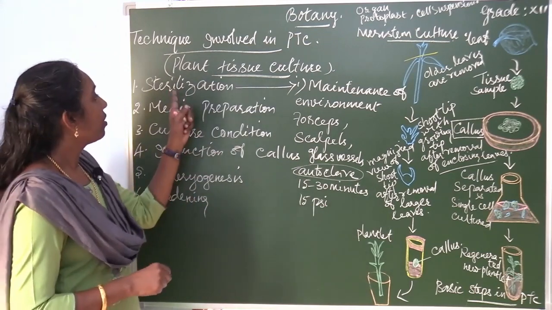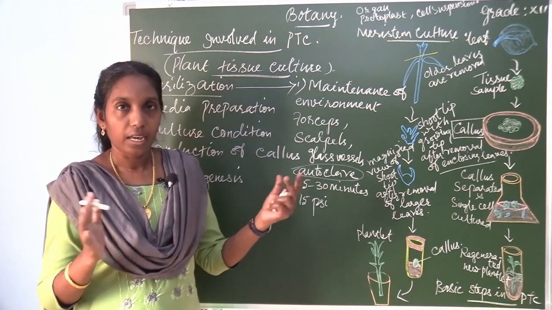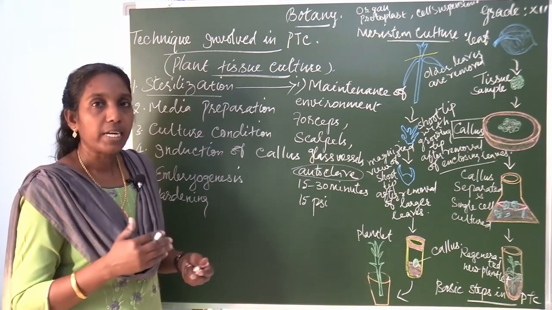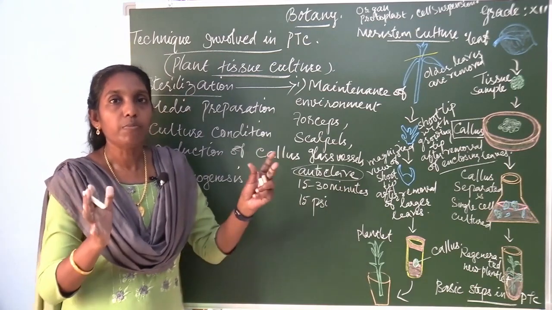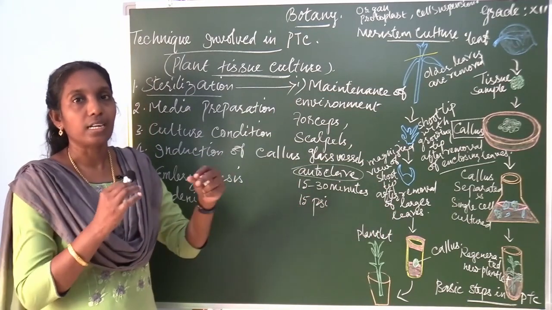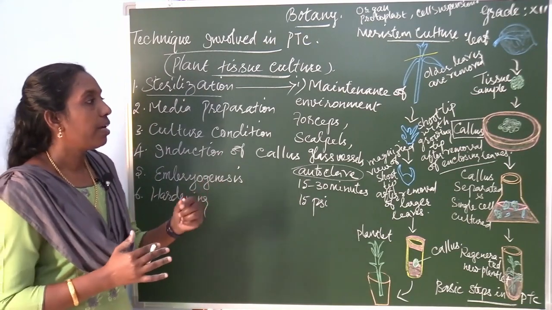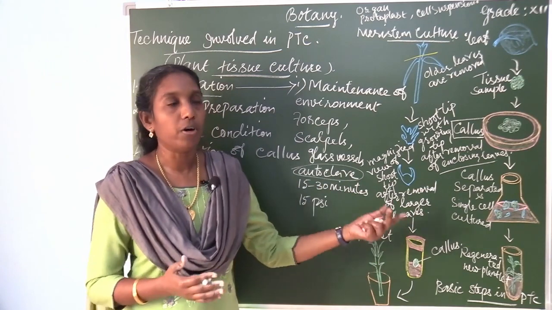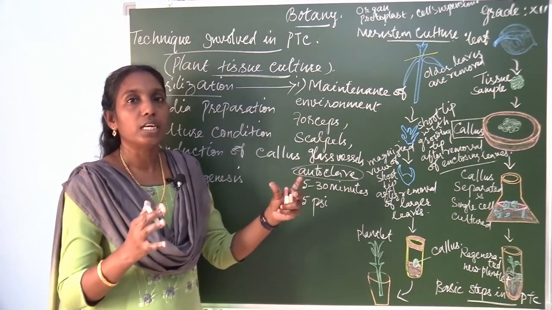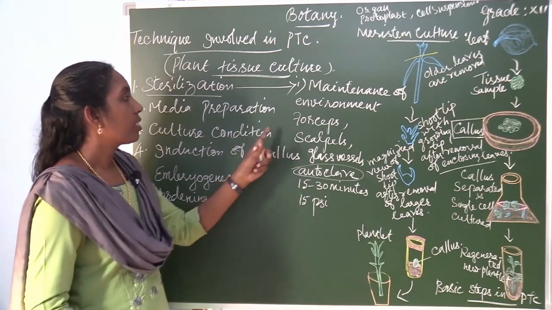What is sterilization? The definition of sterilization is getting rid of microbes from the environment. There are a number of microbes in the form of bacteria or fungi. These bacteria or fungi are removed from the area where the plant cell is going to be cultured, either in the lab or in the room. That must be sterilized. So the first sterilization is the maintenance of the environment.